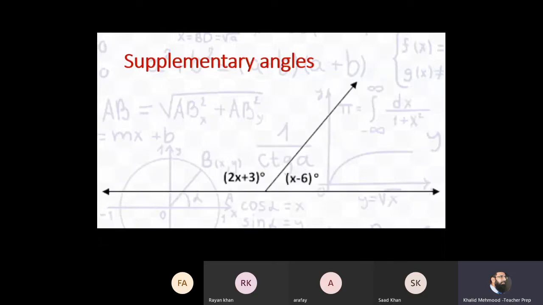This is a problem which also needs algebra to solve. You can see that this looks like an algebraic equation, and we need to solve this. One angle is 2x plus 3 and the other is x minus 6. And we know that now we need to solve. How will we solve it?